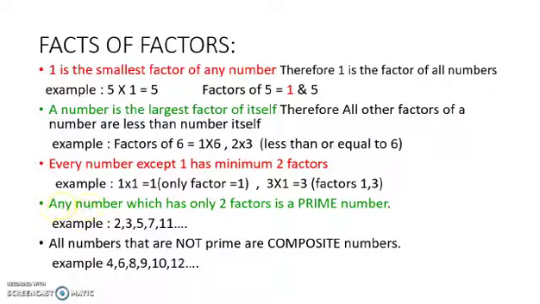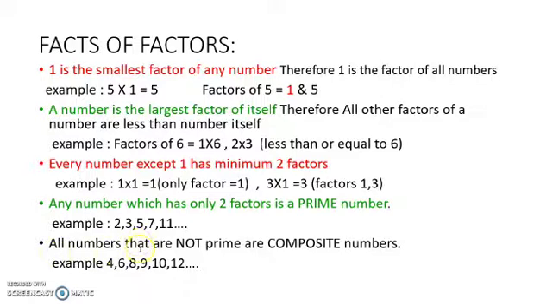Now, next one. Any number which has only 2 factors is called a prime number. Prime means it has only 2 factors. It does not come in the table of any other number other than 1 and the number itself. So the examples are 2, 3, 5, 7, 11, 13 and so on.